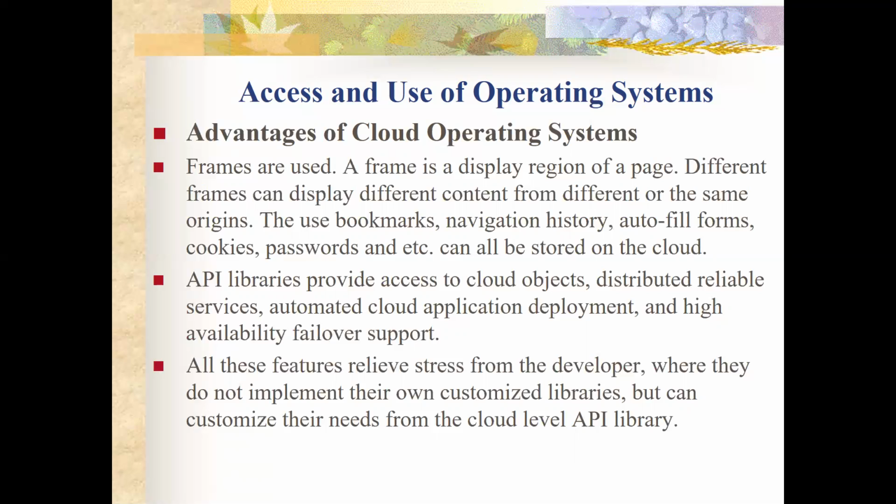The API library provides access to cloud objects, distributed reliable service, automated cloud application deployment, and high availability and failover support. All these features relieve stress from the developer, who does not implement their own customized libraries, but can customize to their need from the cloud level API library.